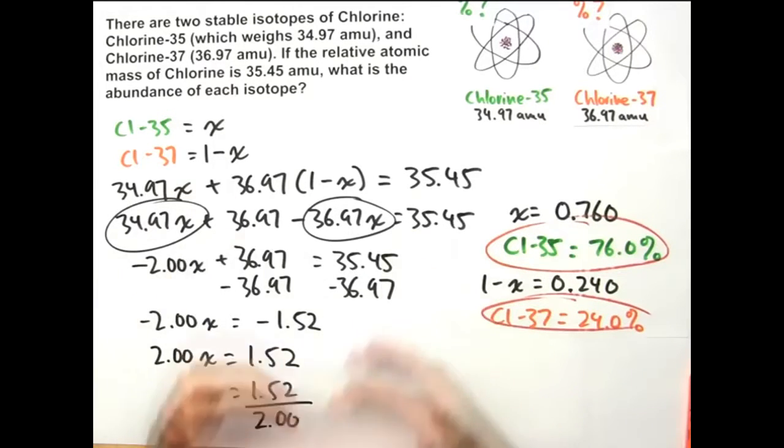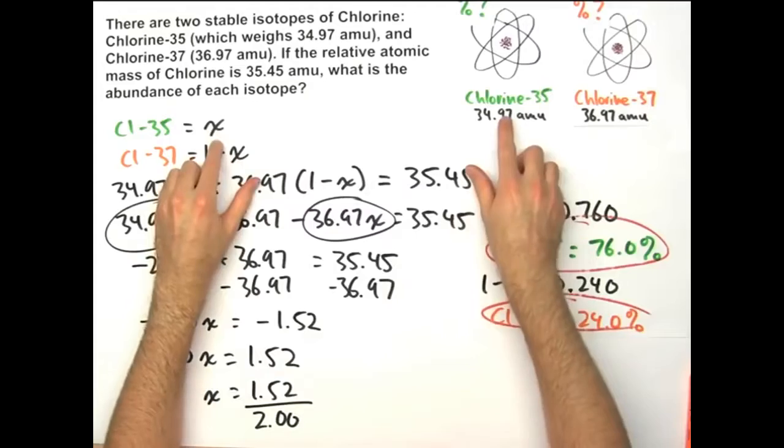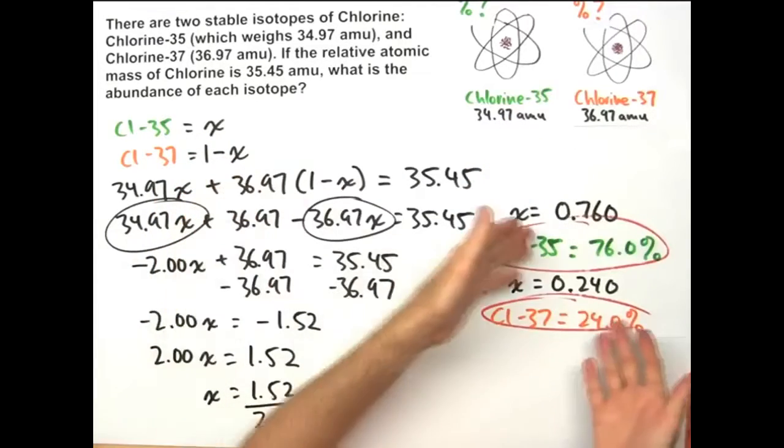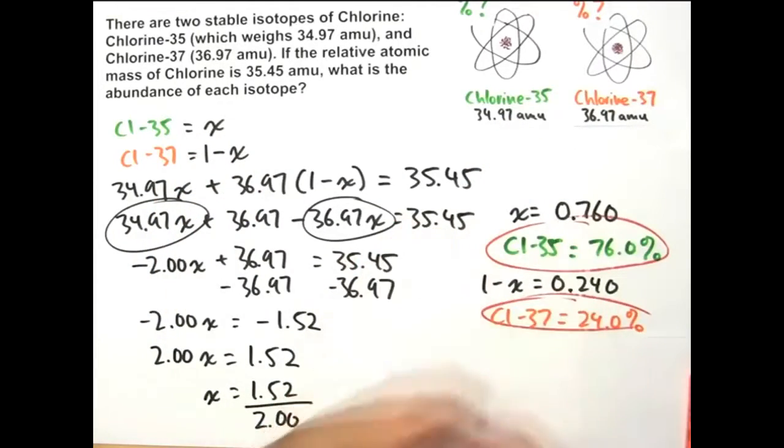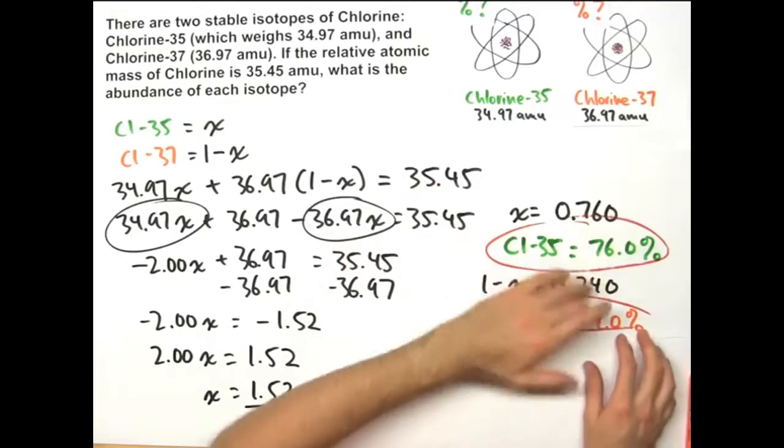Just to review, the only really tricky thing you've got to do here is set one of them equal to x and one of them to 1 minus x. And just as we saw here, that's because when you add the two percentages or decimals together, you're going to get 100%, or you're going to get 1 when expressed as decimals.